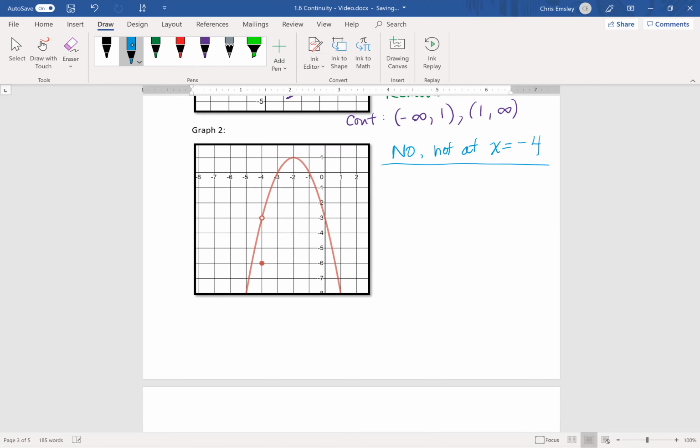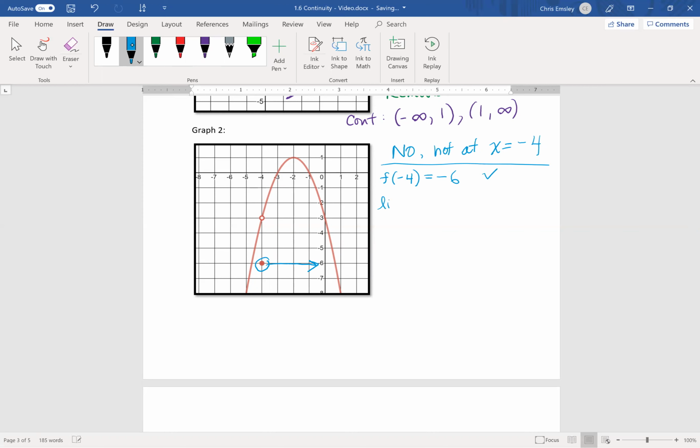Why is it not continuous? Well, we go through our conditions. The first condition is that we have to be able to plug that in. f of negative 4 has to exist. And f of negative 4, although we have an open circle here, we have a closed circle here, so it does exist. f of negative 4 is equal to negative 6. That means the point (-4, -6) is part of our graph. So the first condition is met. f of negative 4 exists.